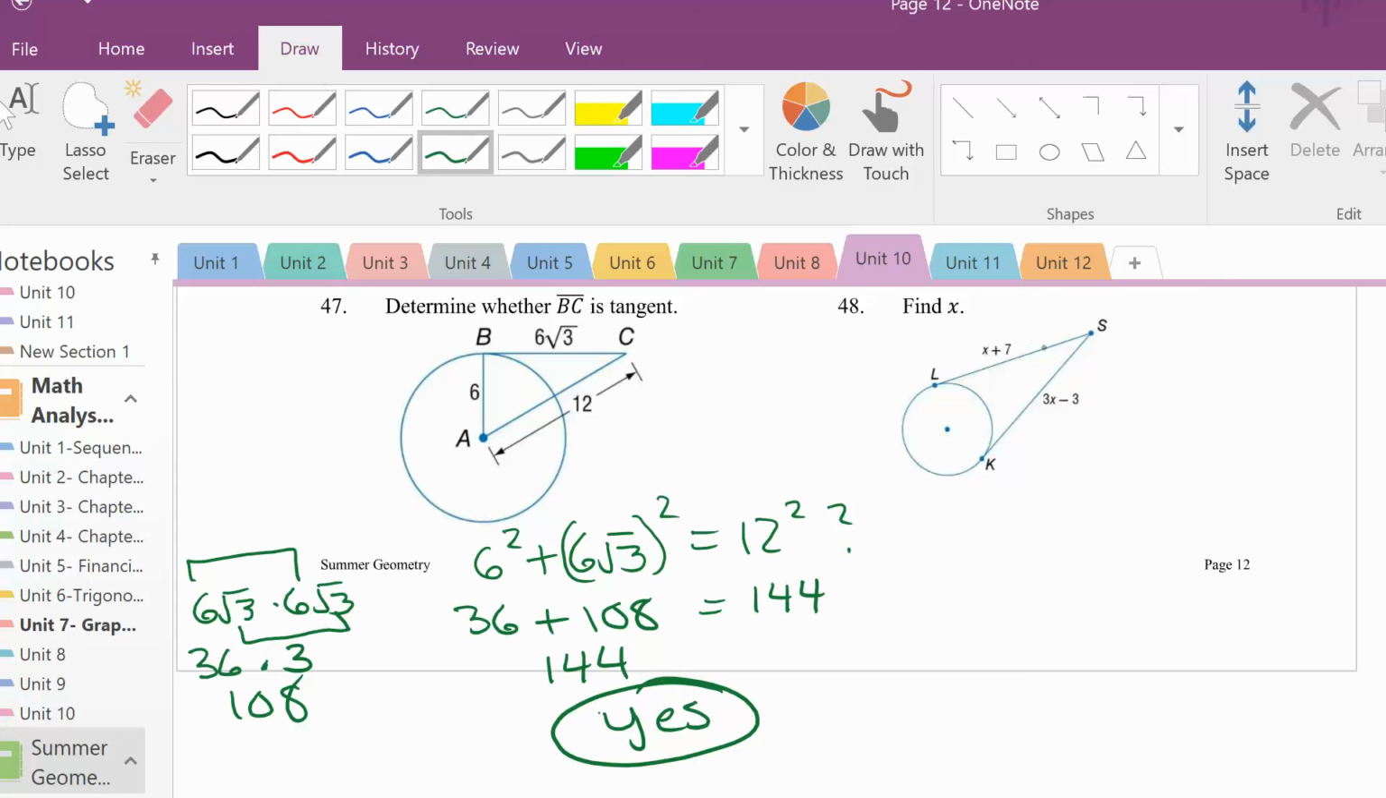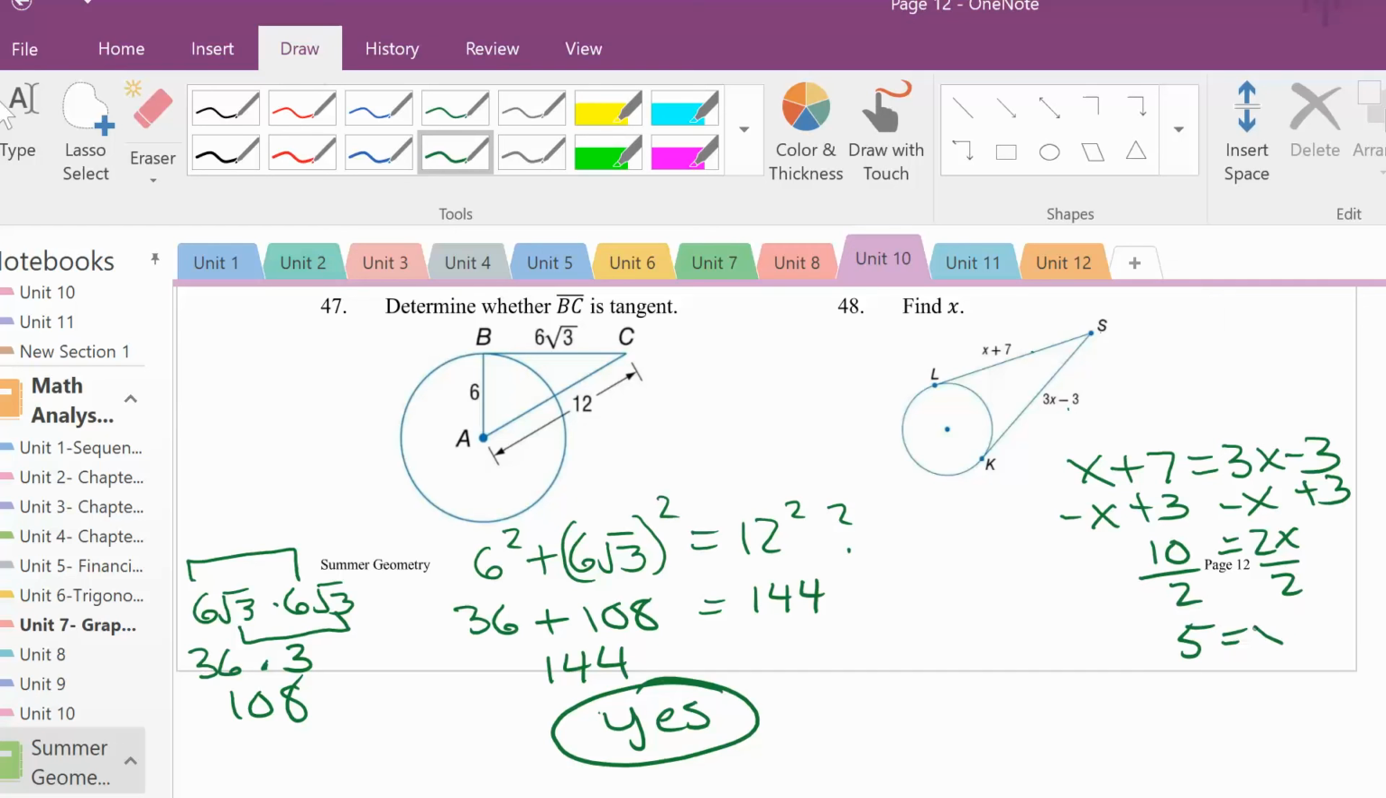And here, remember, these two segments are equal because they come from the same external point and they're both tangent to the circle. So x plus 7 equals 3x minus 3. Then you add 3 to both sides. Divide by 2. X is equal to 5.